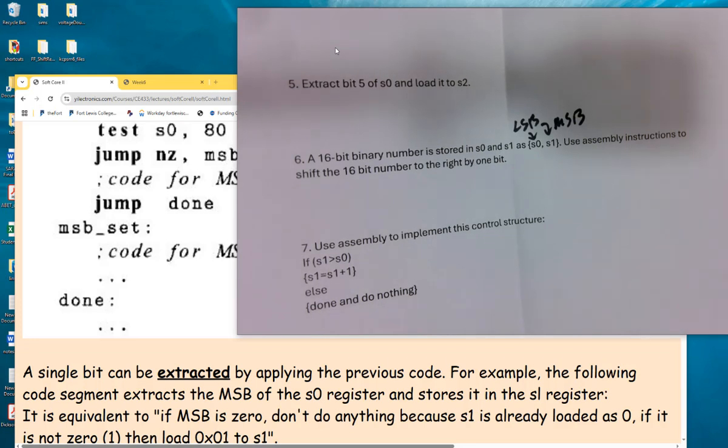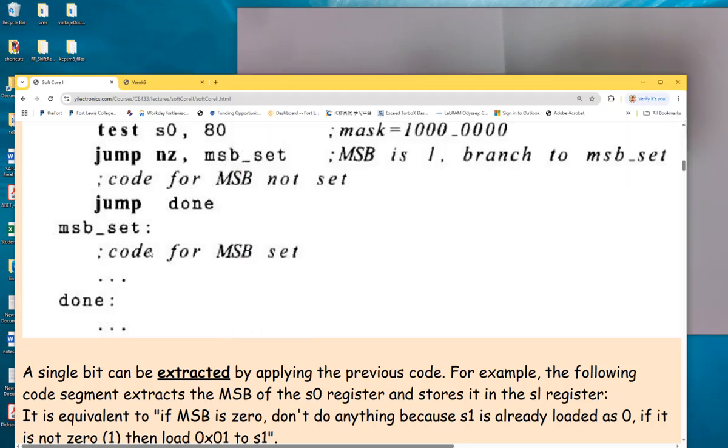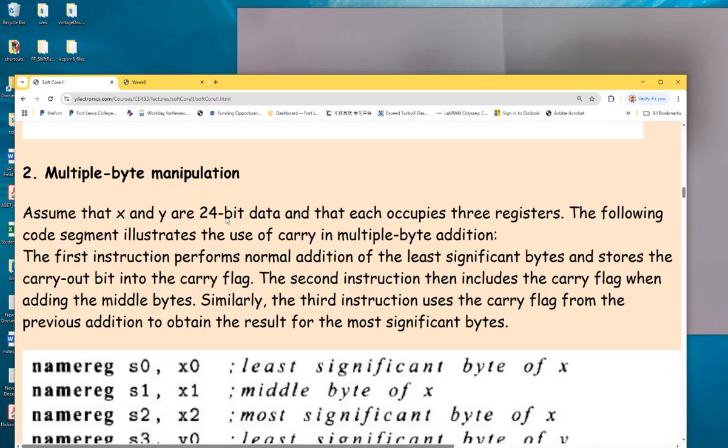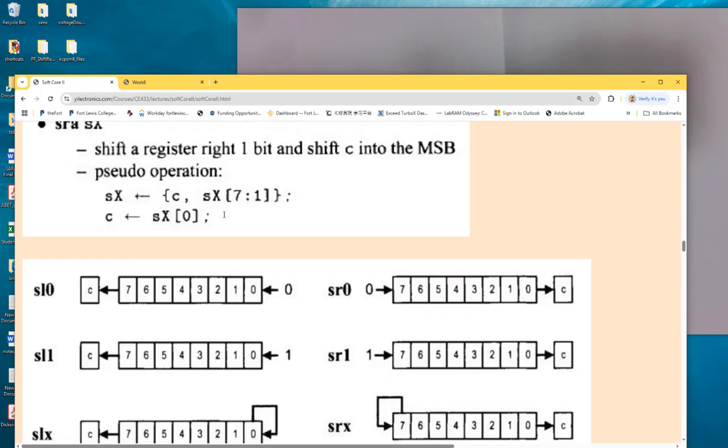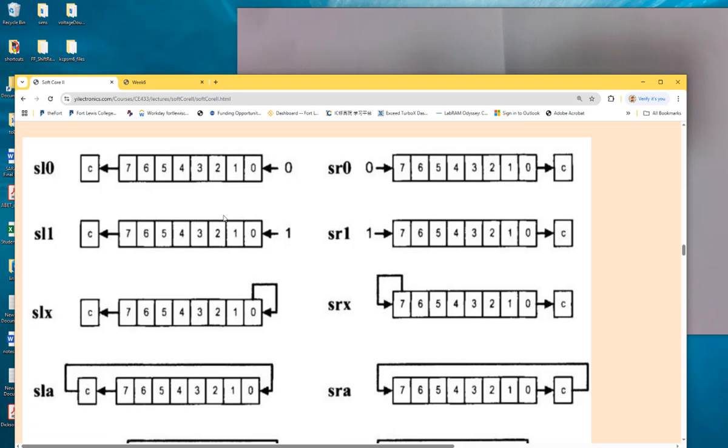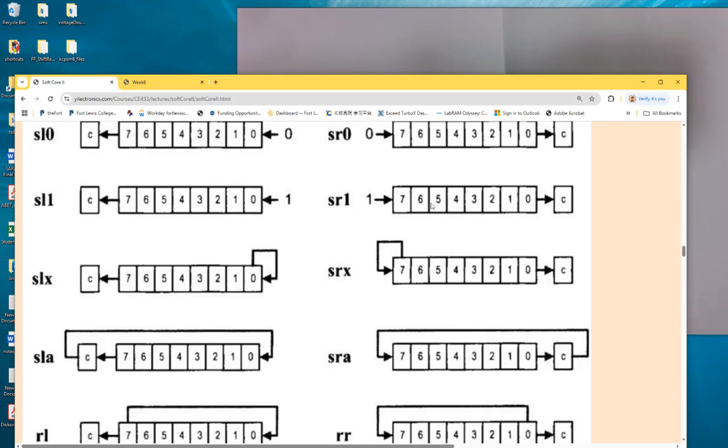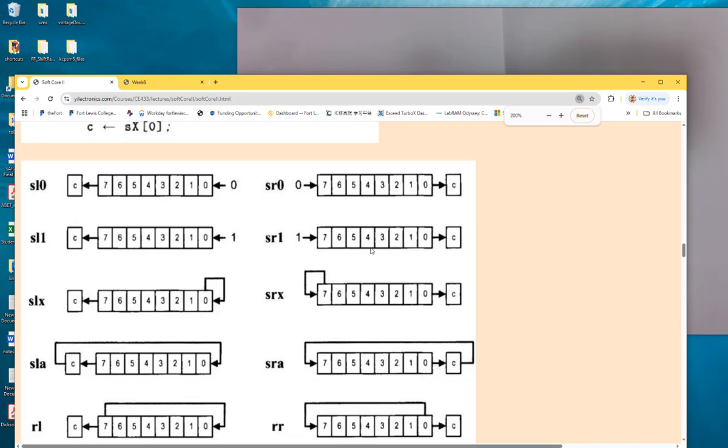Yeah, but there's a better way to do it. See, if you look at the instructions here, these ones. See which one you can use. Which one can use?